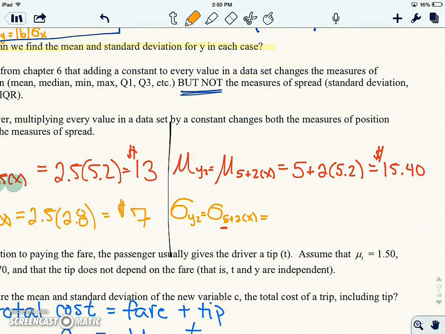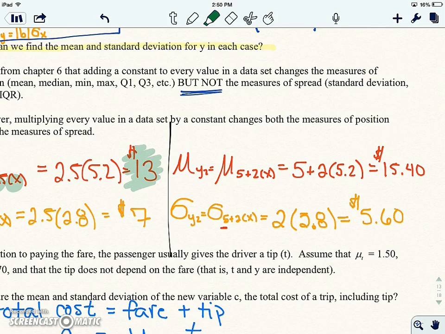So for the standard deviation of Company 2, we ignore the $5, and it's just 2 times the standard deviation of the number of miles, so 2.8, which means for Company 2, their standard deviation is 5.60. So what that means is that for Company 1, they have an average trip cost of $13 with a standard deviation of 7.